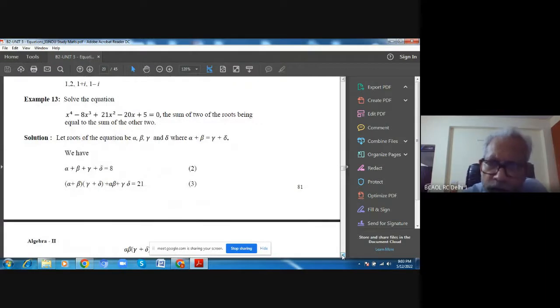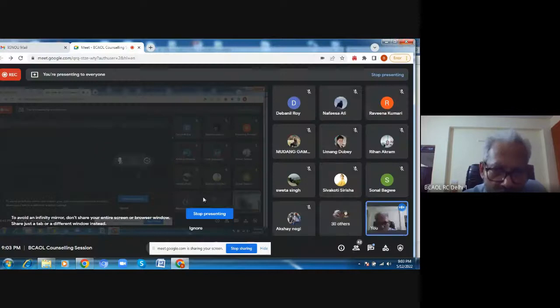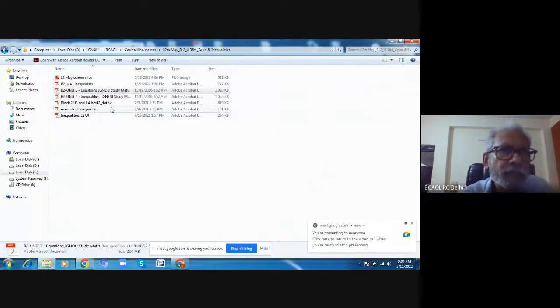Now I can close this folder. I can now show you. Now I'm going to my folder. It is now as per the IGNOU study material. Now I have to show, based on the questions, what are the things that are coming. Let's see.